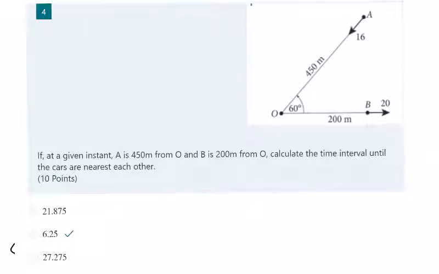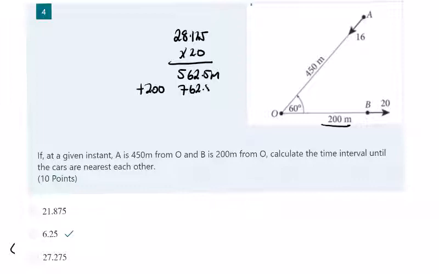And that's the danger of using slides. 28.125 by 20 is where I was at, 562.5 meters. And he was 200 meters, so add 200. We've got 762.5 for B.